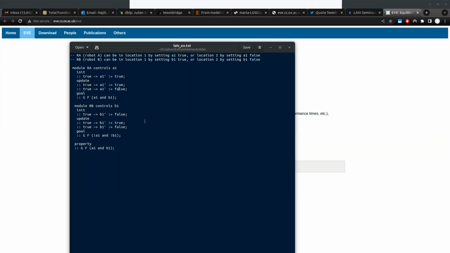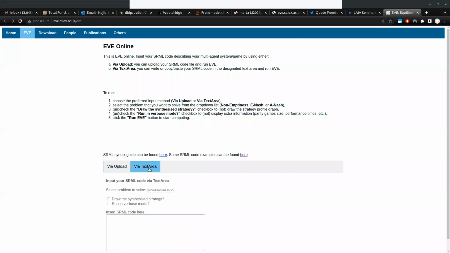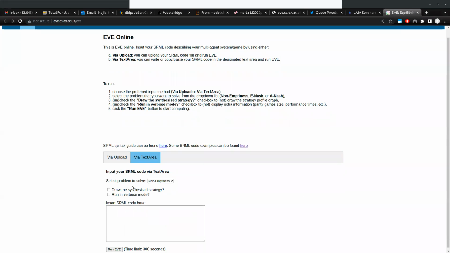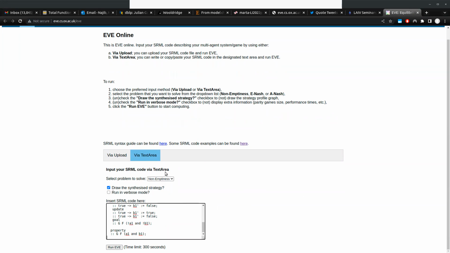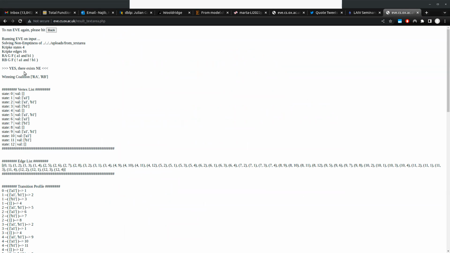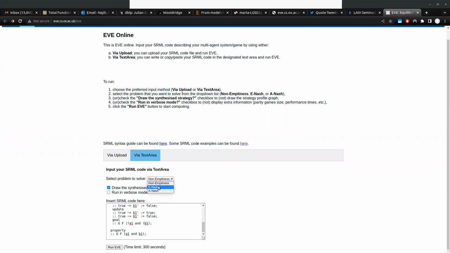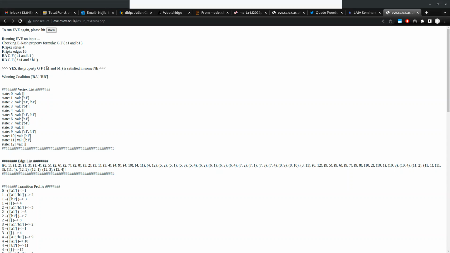The tool is online, so you can try to play with it. Say we want to solve non-emptiness: is the set of Nash equilibria in the game empty or not? We can try by solving non-emptiness here, and it returns yes, there exist Nash equilibria in the game. We can also check, for instance with eNash, whether the goal of robot A is satisfied in some Nash equilibrium. We do this by solving eNash and then checking. So yes, the goal of robot A is satisfied in some Nash equilibrium.